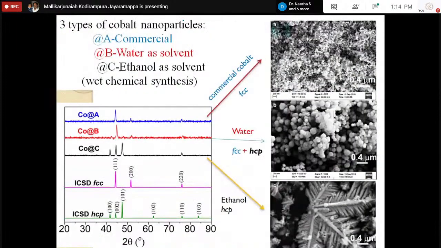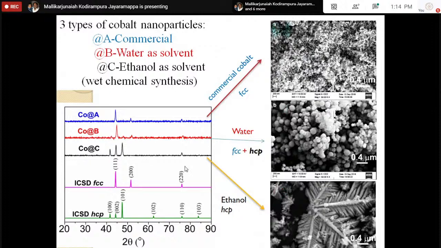And just to give some more details on how XRD and SEM can be correlated: when we prepared the compound with ethanol as a solvent, we got the HCP phase, and when we used water as a solvent, we got both FCC and HCP phases, and the commercial cobalt had only the FCC phase. Here, though we claim it is HCP predominant, only a small portion of FCC was still present.